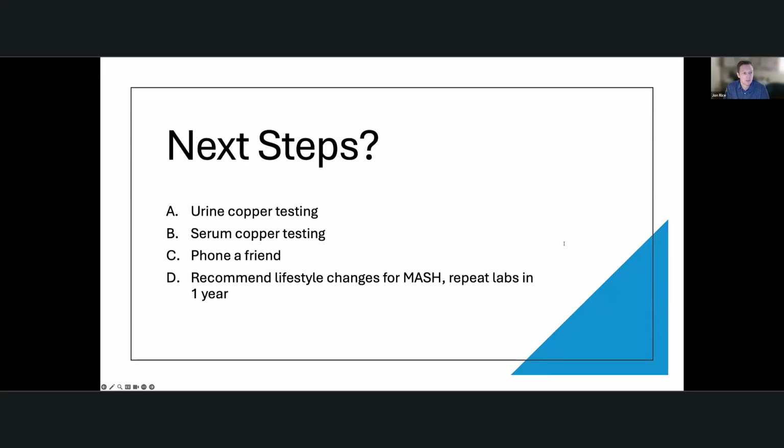So this is important to know: what you're going to do with that low ceruloplasmin. And so you can order urine copper testing, you can get serum copper testing, you can phone a friend, which is always an option, or call your local hepatologist. You could also just recommend lifestyle changes for MASH and repeat labs in a year. Well, I would say that's probably the one thing you should not do, is to just blow this off and say, oh, there's some fat in the liver, there's some mild LFTs, let's think about this later. I think with that ceruloplasmin, you really need to do the next step in testing, which we'll talk about here.